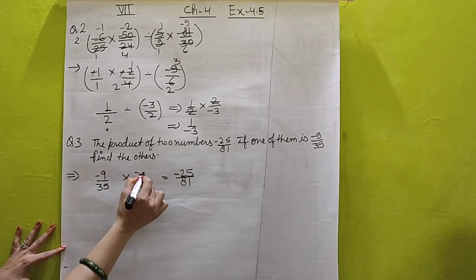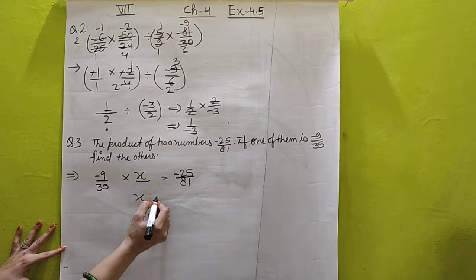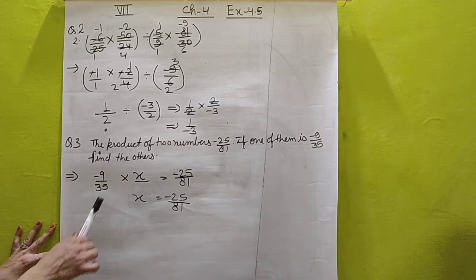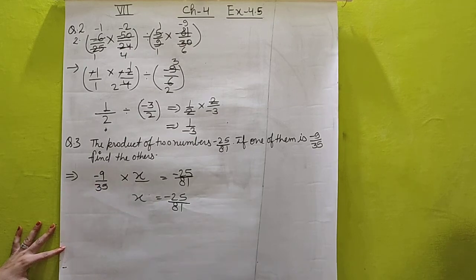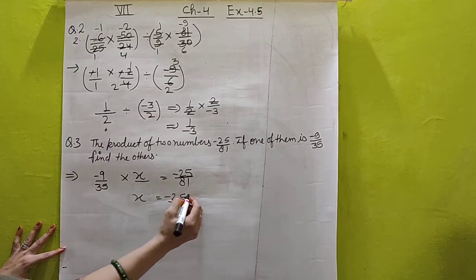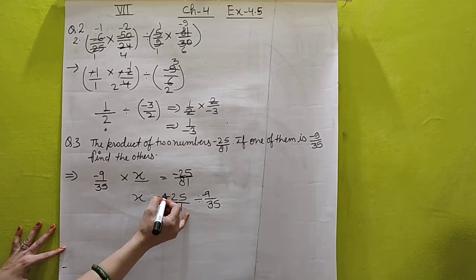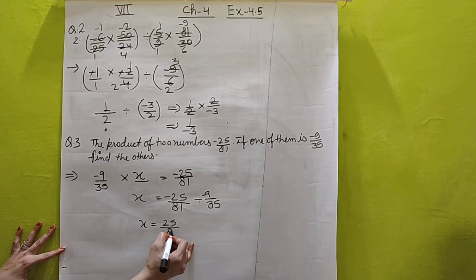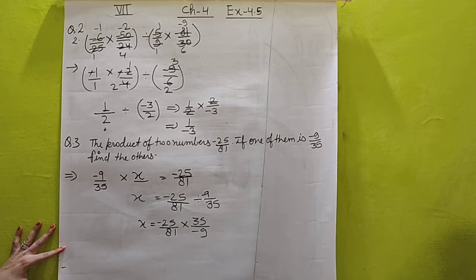Suppose other number I am taking here x. Now I am to find the value of x. It will remain here. Now minus 25 upon 81 it will remain the same. Now minus 9 upon 35 I will transfer that side. It is with the multiplication sign, so it will go in the division sign, minus 9 upon 35. Now, students, x is equal to minus 25 upon 81. I am putting here multiplication sign, then it will be reciprocal, 35 upon minus 9.